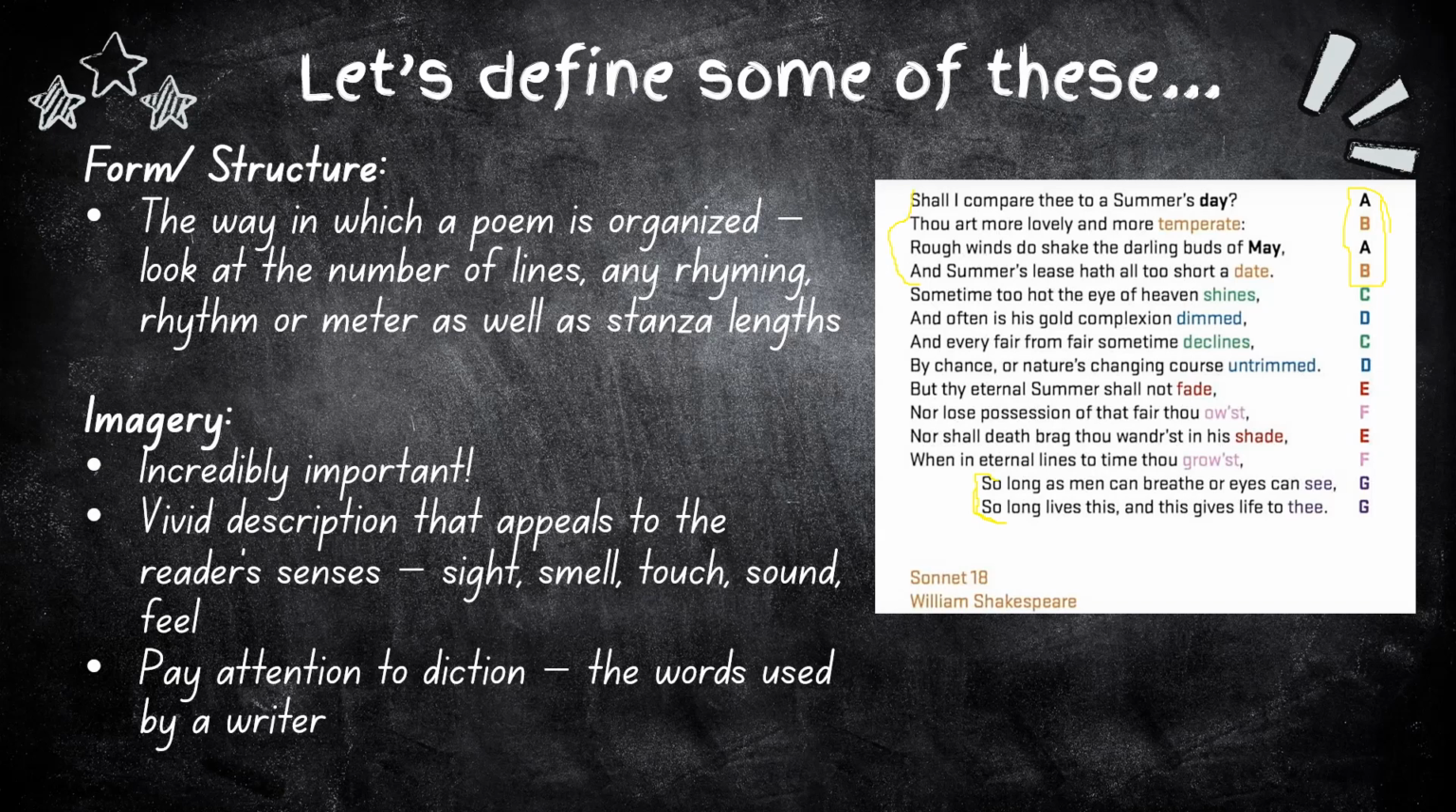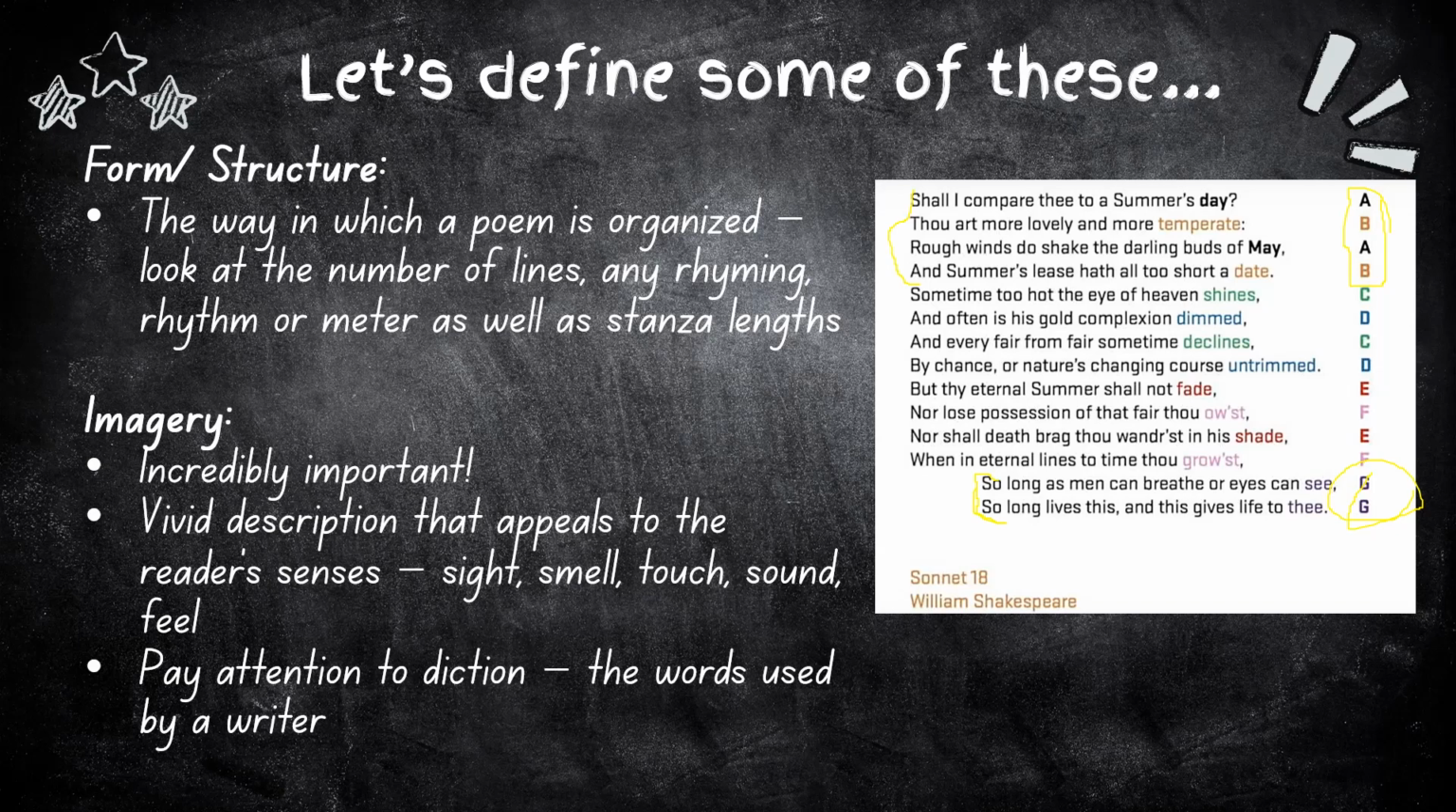I'm looking at how many lines is this poem? 14 lines. How many stanzas do I have? I have 4 stanzas, but what I found out is there are 3 stanzas that are quatrains, and the last stanza at the bottom is a rhyming couplet, and it also has its own particular rhyme scheme, which is GG in this case. That's why they call it a rhyming couplet. Those 2 lines rhyme with one another.